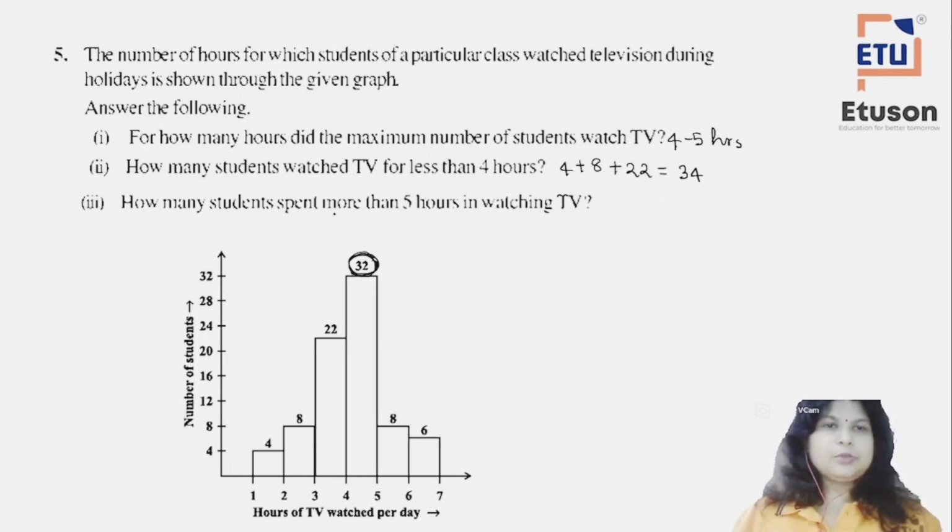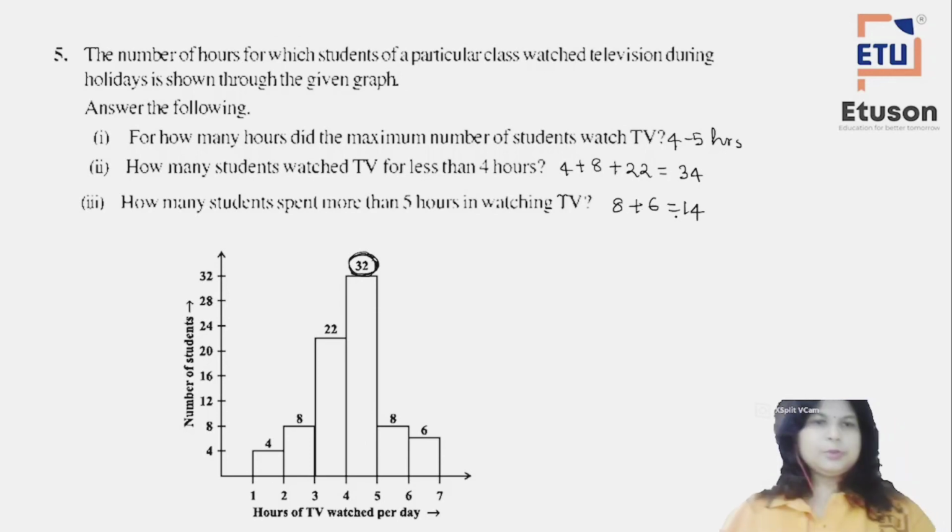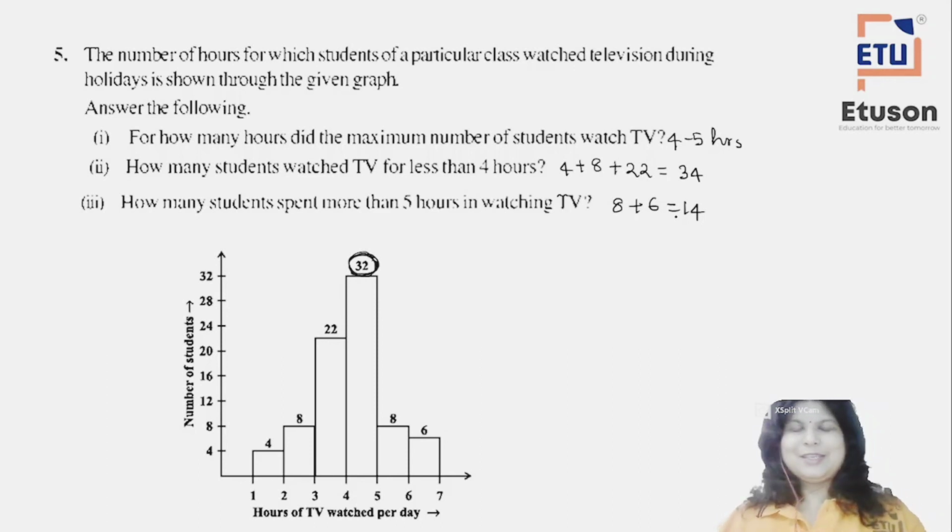Then how many students spend more than 5 hours in watching TV? So when you are talking about 5 hours and more, it includes 5 to 6 and 6 to 7. So let us add it up. 8 plus 6, that is 14. So 14 students spent more than 5 hours in watching TV. Correct, children? Hope you have understood. It was so easy, right?